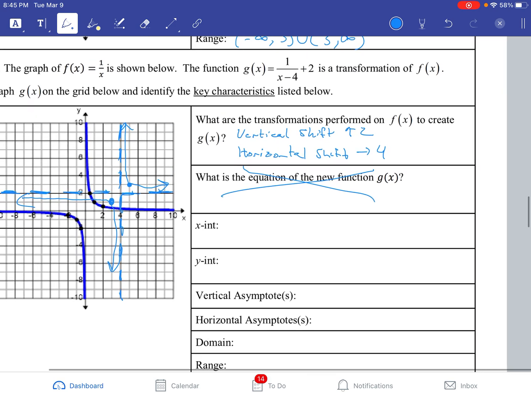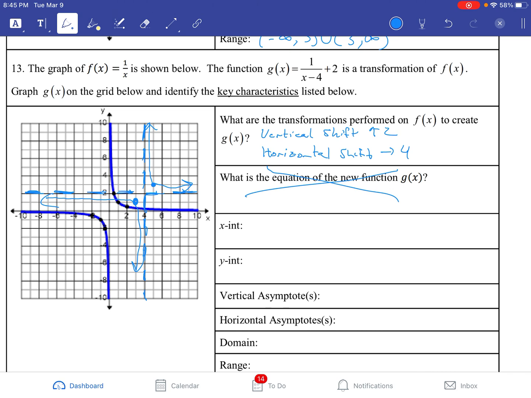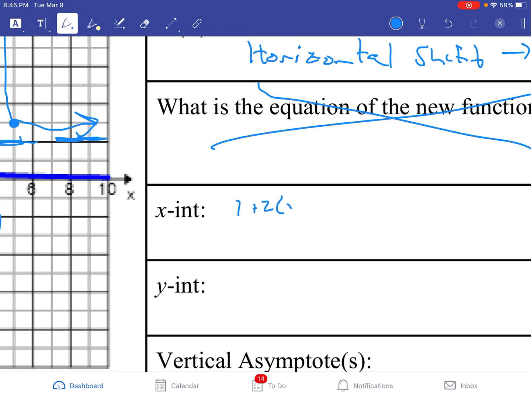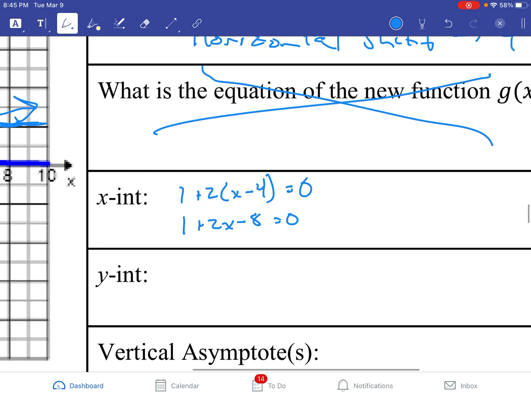All right, x-intercept, we can use the equation just like we have in the past. We have 1 plus 2 times x minus 4. Set it equal to 0. So 1 plus 2x minus 8. I'm going to add 8 and subtract 1, which gives me 7. So I have 2x equals 7. Divide both sides by 2, and x will equal 7 over 2. So I have 7 over 2, comma 0 for my x-intercept.